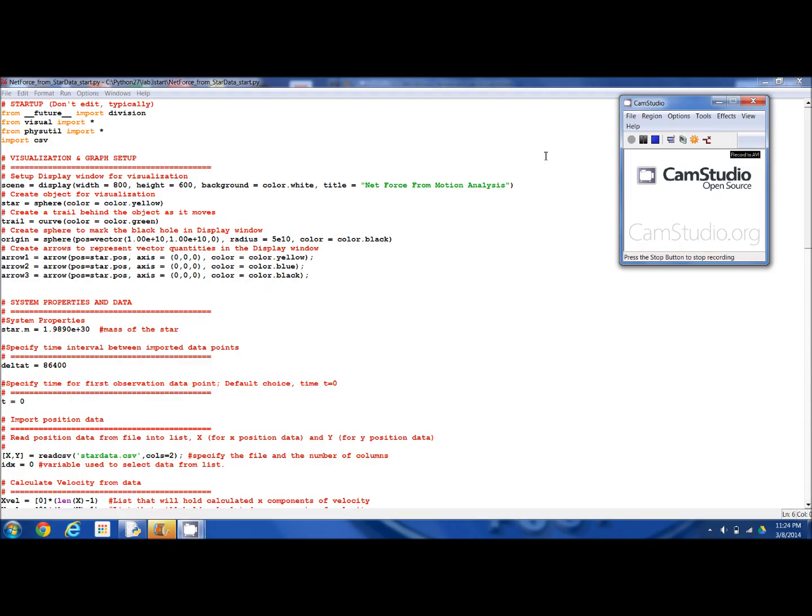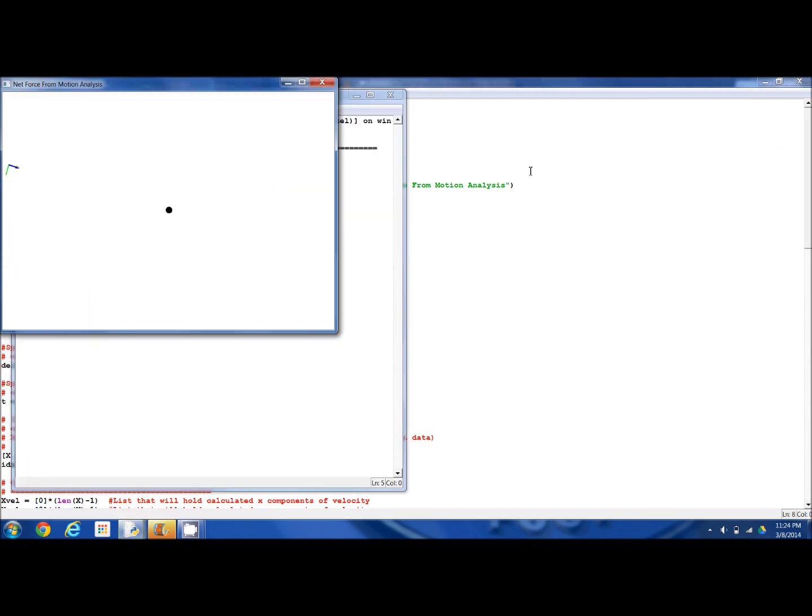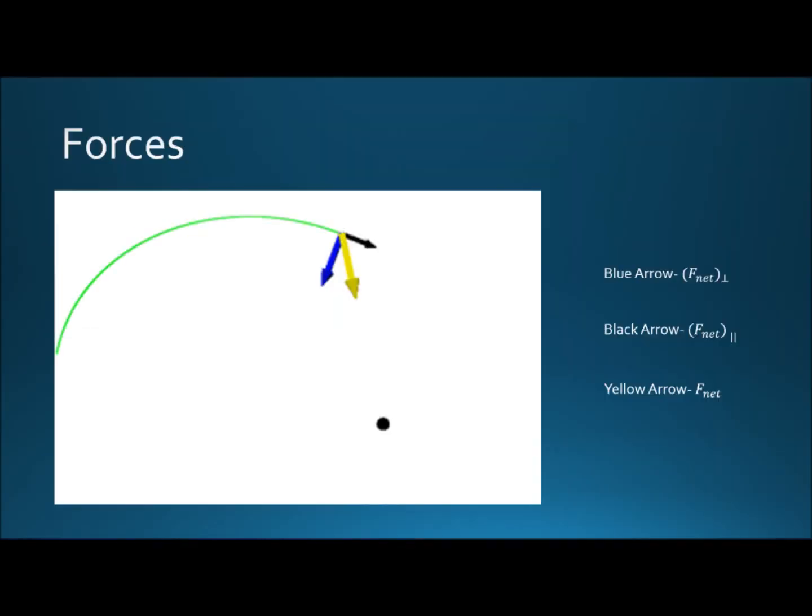Since gravity is the only force we assume to be acting on the star, this is the net force on the system. After all the star's positions are taken down and the net forces are calculated, Python gives us this model of the star rotating around the black hole. The arrows represent the net force in yellow, the parallel component of the net force in black, and the perpendicular component of the net force in blue. The direction of the arrows represent the direction of the corresponding force at each point of the star's positions.